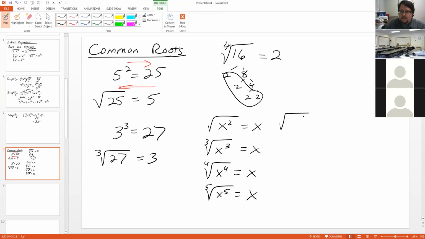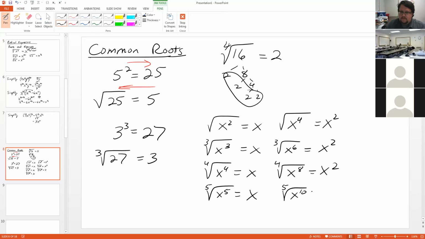Now, what if you have the square root of x to the fourth? Well, that's x squared. What if you have the cube root of x to the sixth? Well, that's x squared. What if you have the fourth root of x to the eighth? Well, that's x squared. What if you have the fifth root of x to the 10th? That's x squared. So what's happening, remember, is that another way of writing this is 4 divided by, since this is a square root, 2. What you're doing is dividing the power by the root. 6 divided by 3 is 2. 8 divided by 4 is 2. 10 divided by 5 is 2.